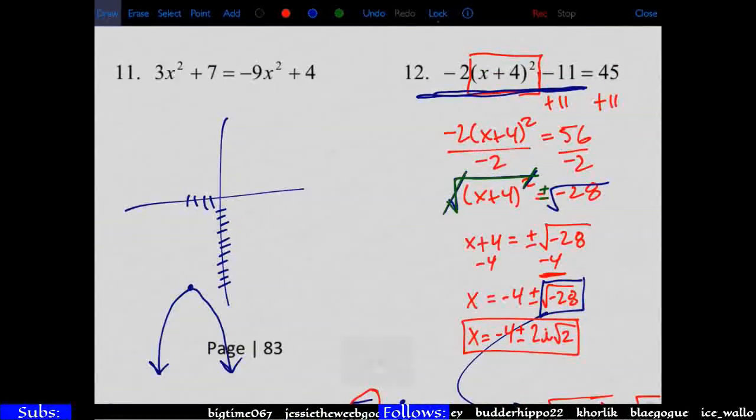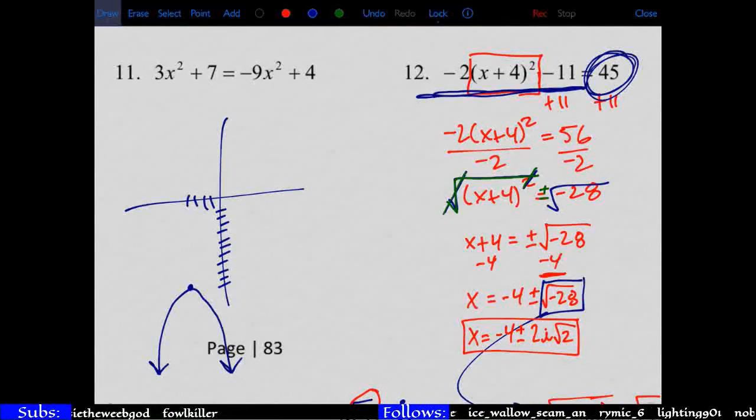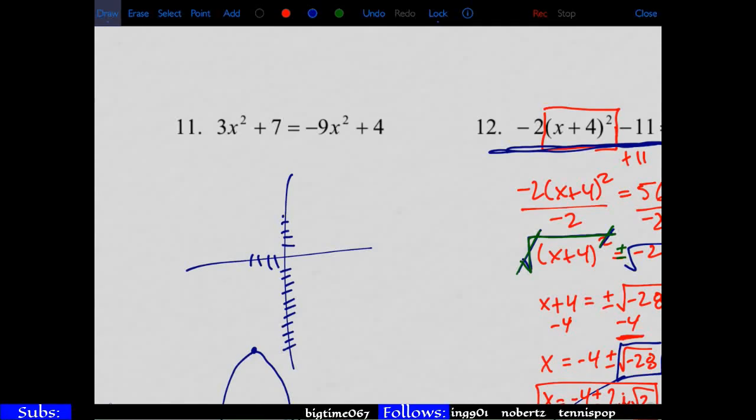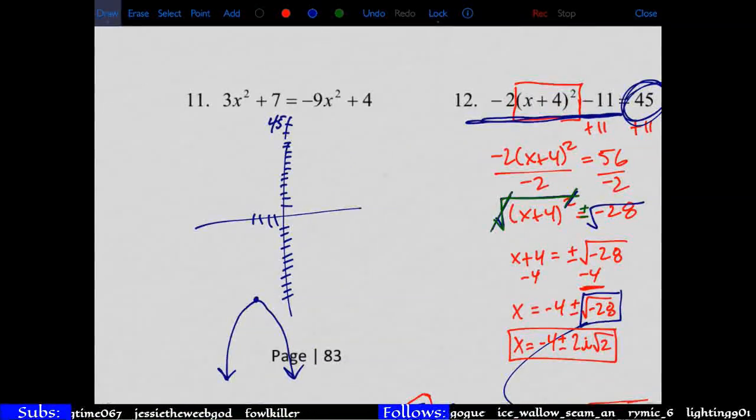This equation was asking, where does it equal 45? So 45 is going to be way up here, right? We're going to pretend like it's right about there, even though it's going to be way higher based on my scale. This question's asking, when does that parabola cross this 45 line?